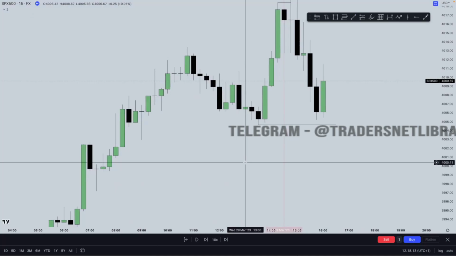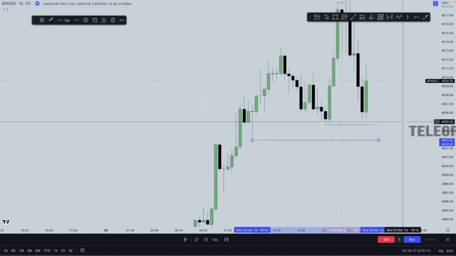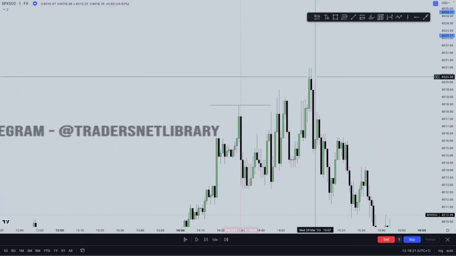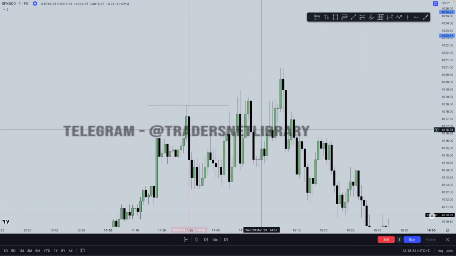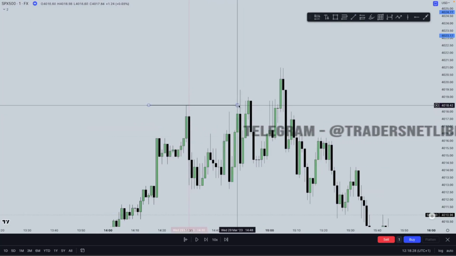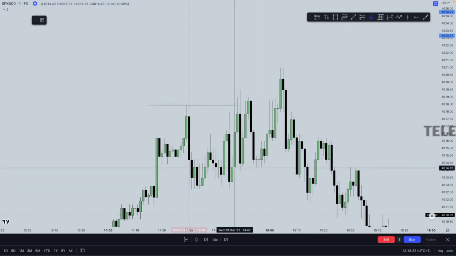Let's just leave that for now. And yeah, we see this low right here, of course. And then we just wait for a high to be taken. Okay, so this high was taken right there, boom. The high was taken. After the liquidity was taken, we formed a low right here.